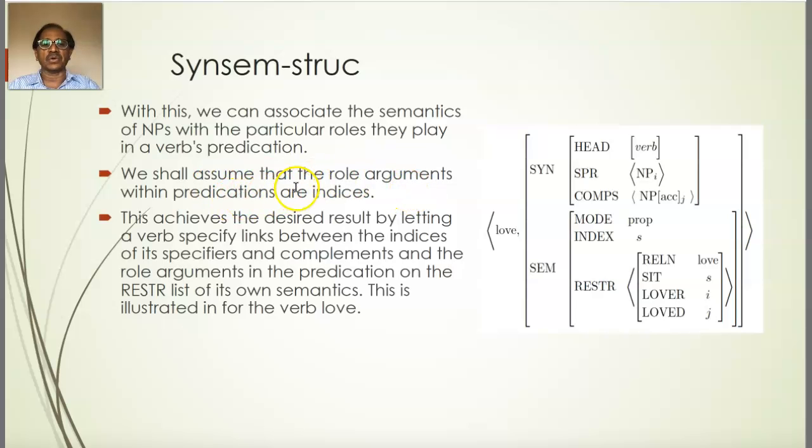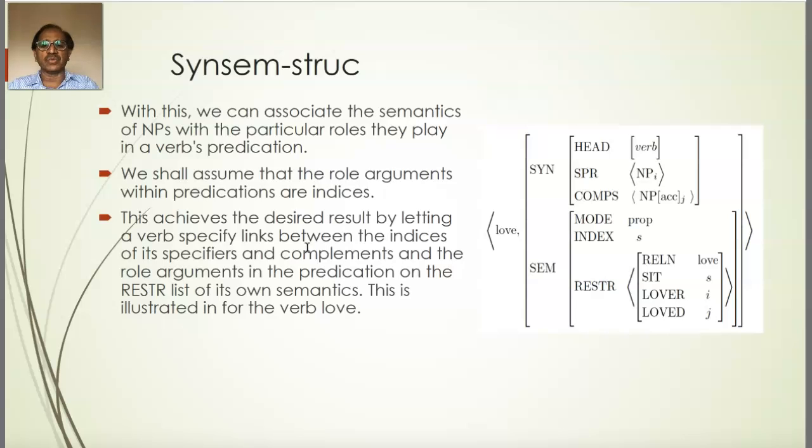How are we going to indicate the roles? The role arguments, we are going to indicate them with indices. So this achieves the desired result by letting a verb specify links between the indices of its specifiers and complements and role arguments in the predication on the restriction list of its own semantics. Right? This allows the verb's arguments and the nouns which we have as arguments to be co-indexed.